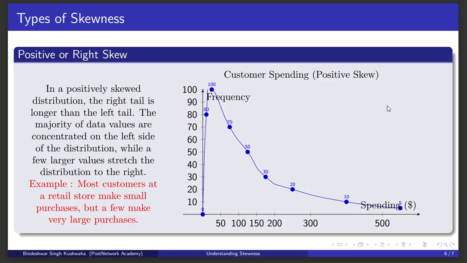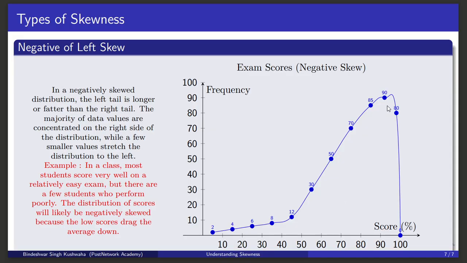Let us see negative or left skew data. In a negatively skewed distribution, the left tail is longer or fatter than the right tail, and the majority of data are concentrated on the right side of the distribution, while a few smaller values stretch the distribution to the left.